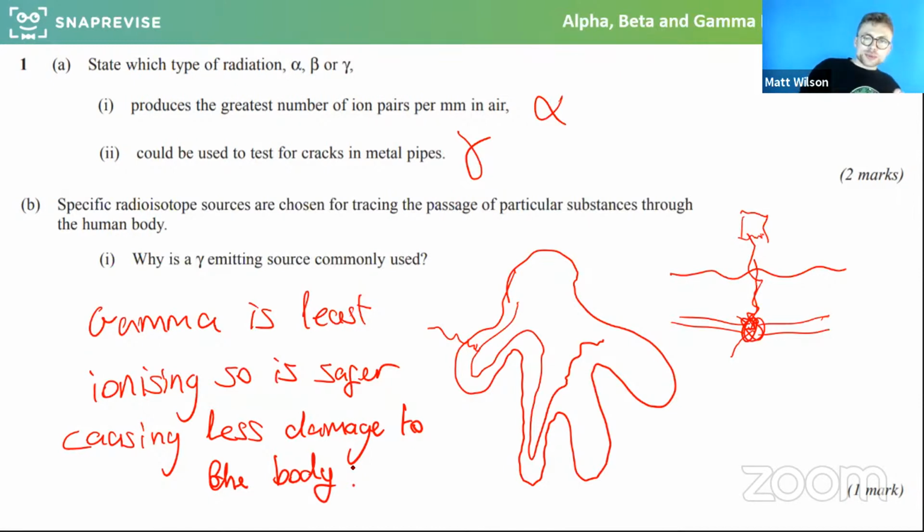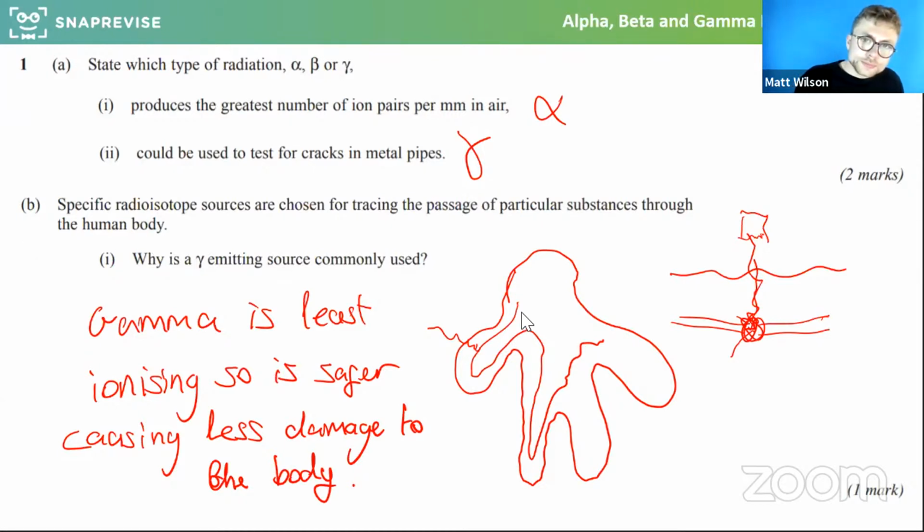It's exactly right. It's because it's the least ionizing. Really nice. Now, there's a second advantage you could have mentioned here if you wanted, which is that gamma will also be the easiest to get outside the body, again because it's the least ionizing. So it's the easiest to detect as well.